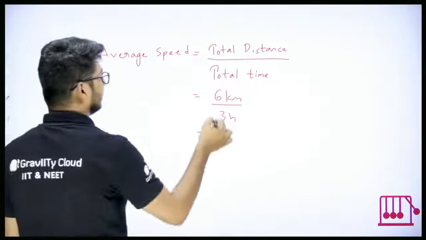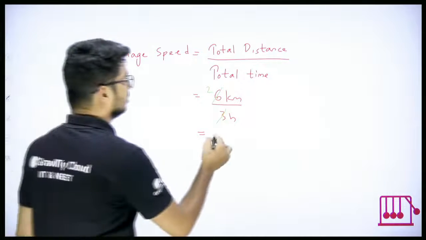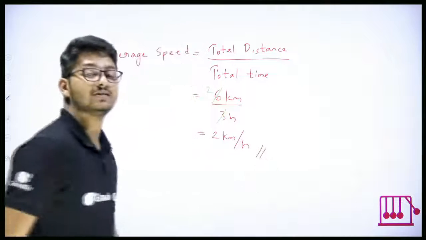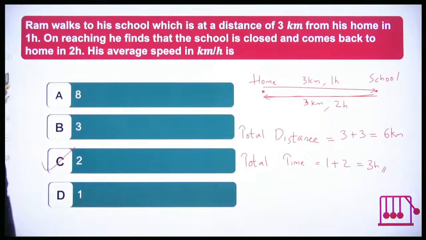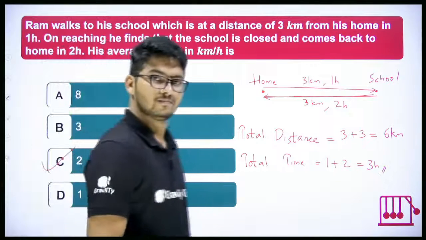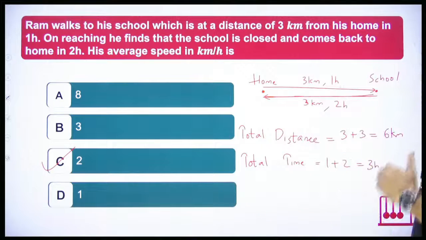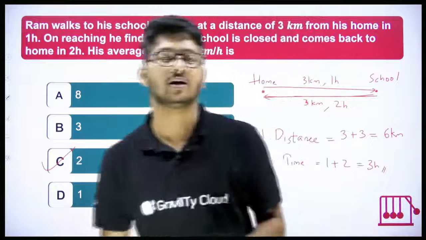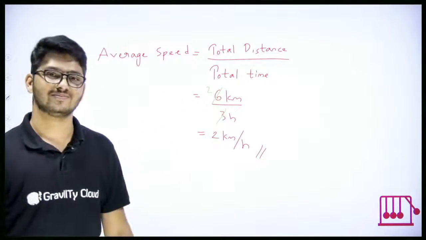See? 3 ones are 3, 3 twos are 6. You can easily cancel out. So it is 2 kilometer per hour. That is the speed in kilometer per hour. So what is the answer? Option C. I told you, right? Very simple. If you understand the question, then it is very simple. For average speed, get the total distance, get the total time, use the formula, you will get the answer.